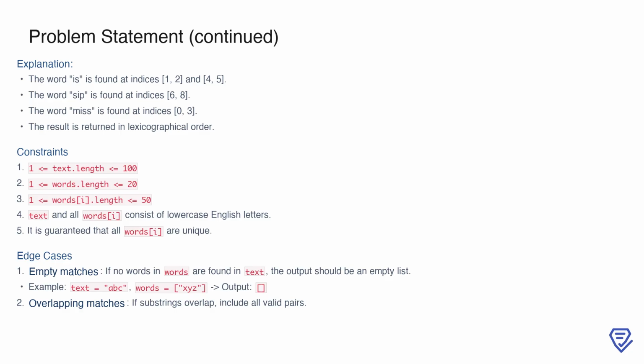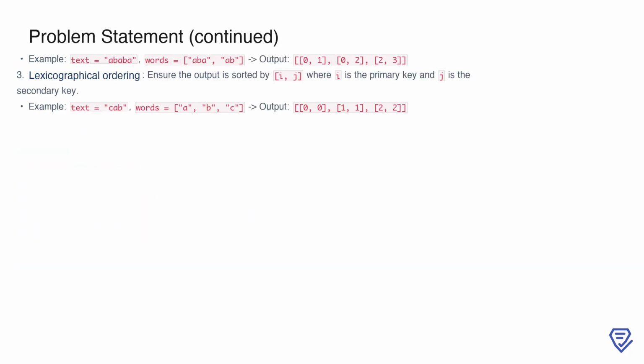To fully define the problem, let's review the constraints and edge cases. The constraints specify that the length of text can range from 1 to 100 characters, while words can contain up to 20 strings, each up to 50 characters long. Both text and words consist only of lowercase English letters, and all words in the list are unique.